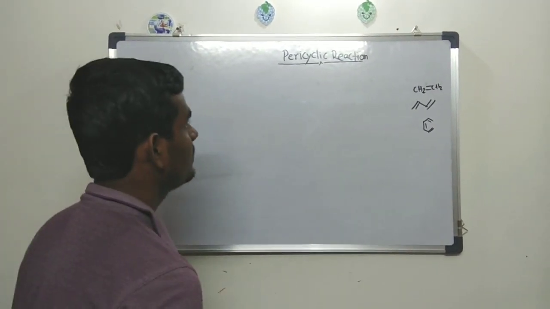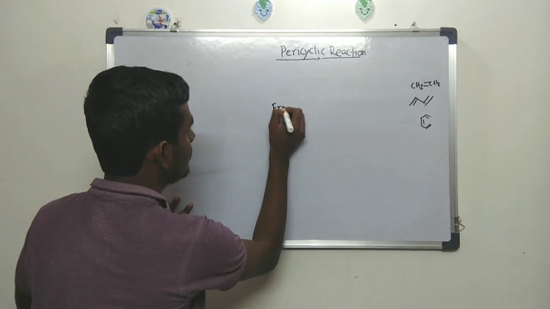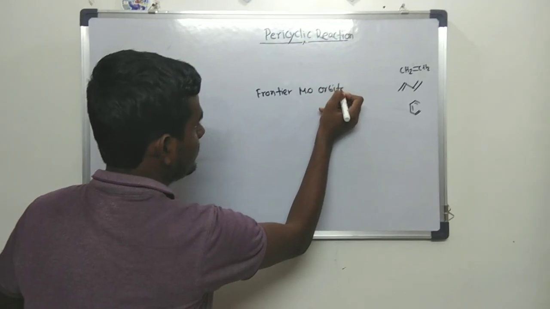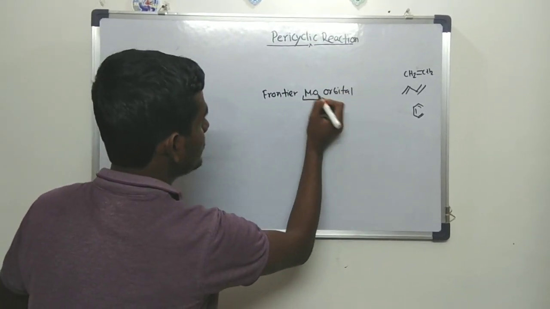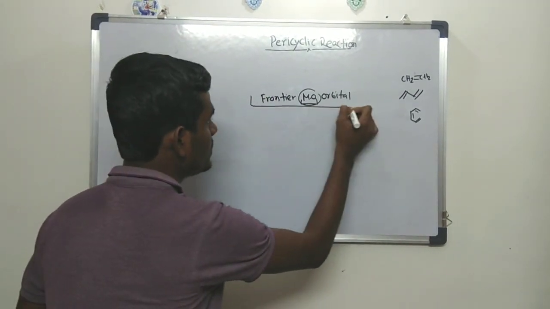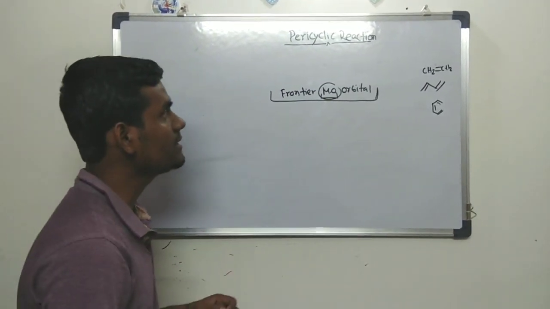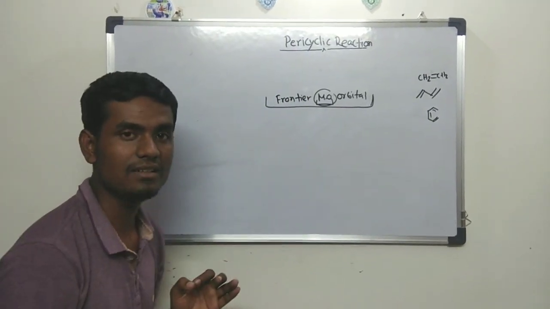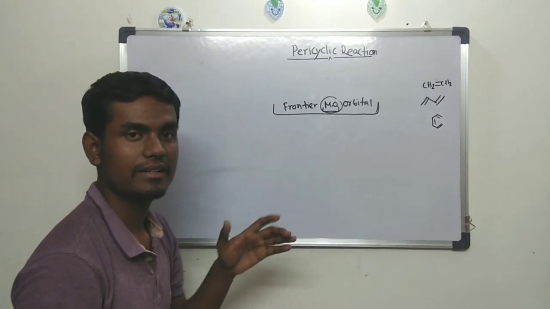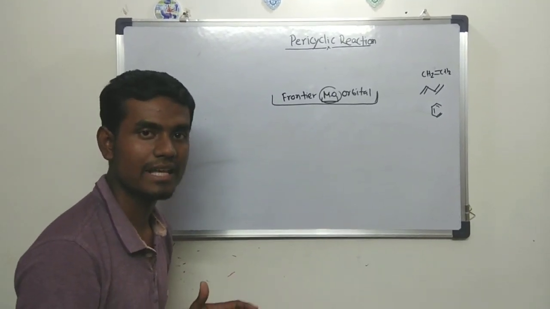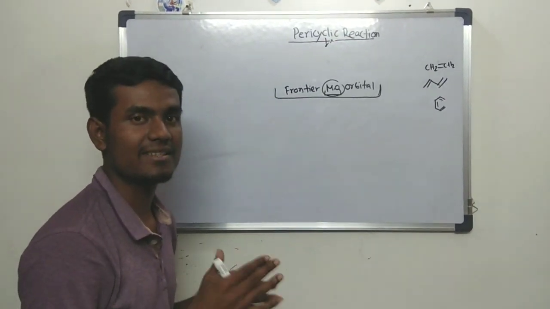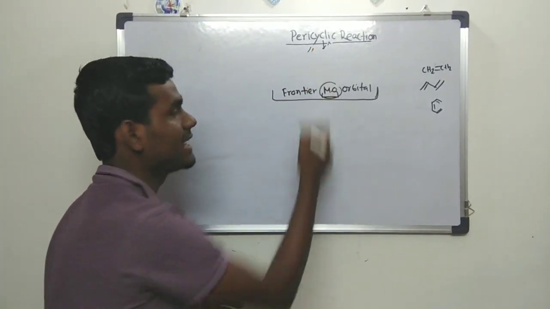Pericyclic reaction, as I have already told, frontier molecular orbital. The term itself says that you have to be careful with molecular orbitals. Before I discuss frontier molecular orbitals, let me say some points about pericyclic reaction. The term itself says periphery: the reaction involves the periphery of the substrate. That's why it is peri. And why is it cyclic? Because it involves a cyclic transition state. That's why the name is pericyclic reaction.